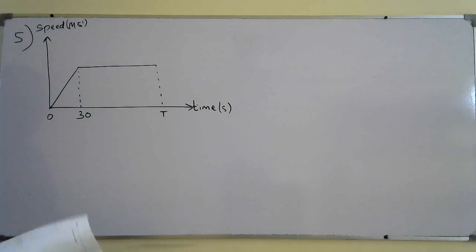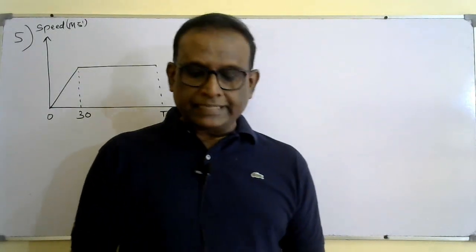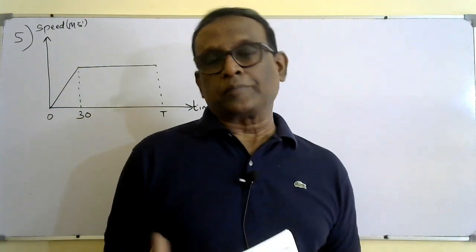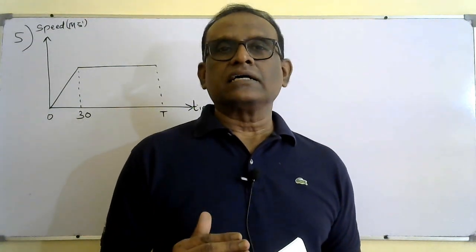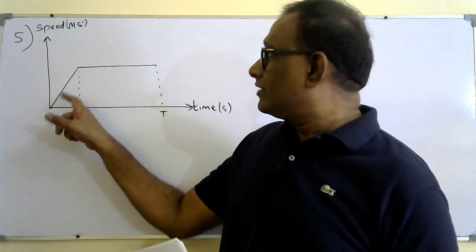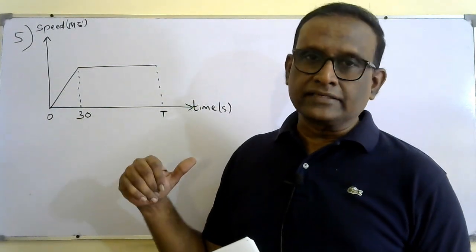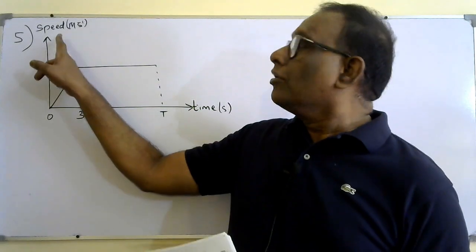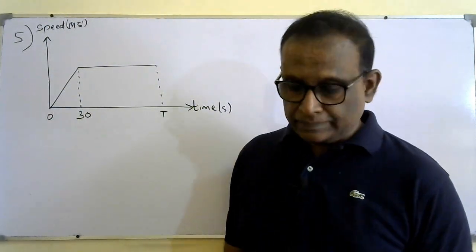Question number 5. This graph is given. So it's a speed time graph. Any question based on speed time graph, we should know the properties of the speed time graph. Gradient gives the acceleration, and the area covered by the graph and the time axis, or simply we can say area under the graph gives the distance for speed time graph. For velocity time graph, area under the graph gives the displacement.